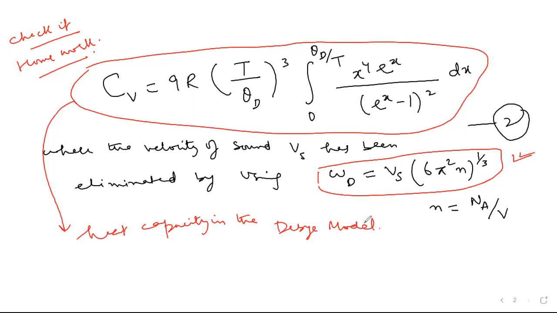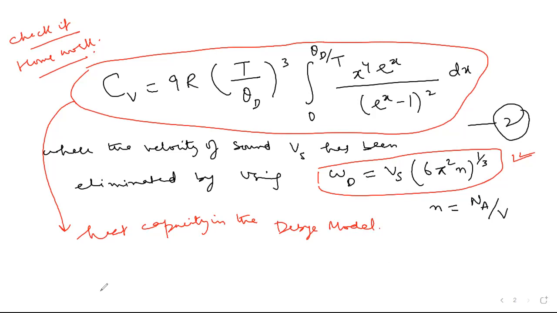Now to compare this equation 2 with experimental results, one must know the Debye temperature theta D. Now how do we determine theta D? This is determined by choosing the value which, when substituted into equation 2, yields the best fit over the whole temperature range.